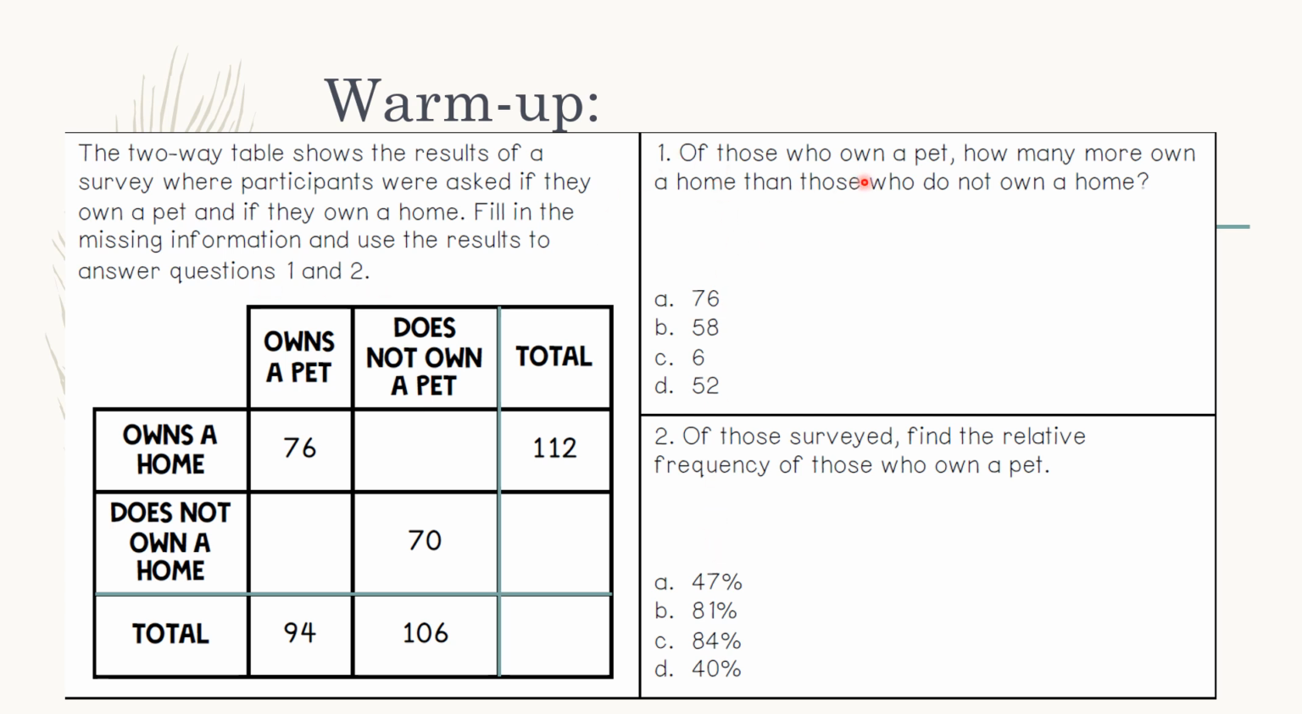Question 1, of those who own a pet, how many more own a home than those who do not own a home? And then number 2, of those surveyed, find the relative frequency of those who owned a pet.